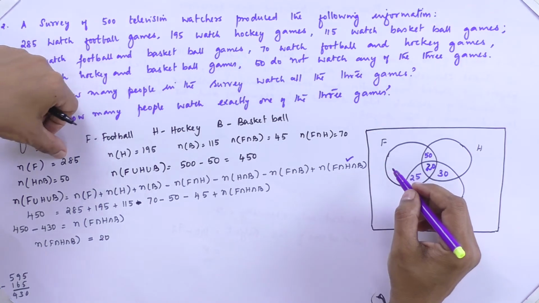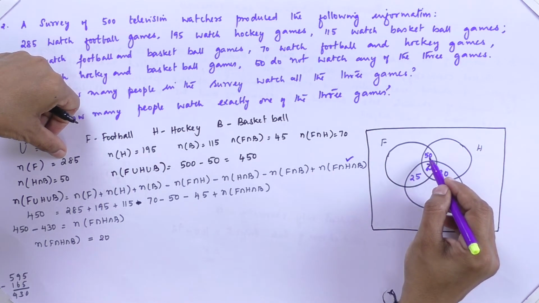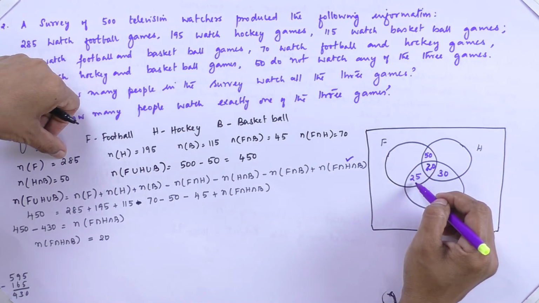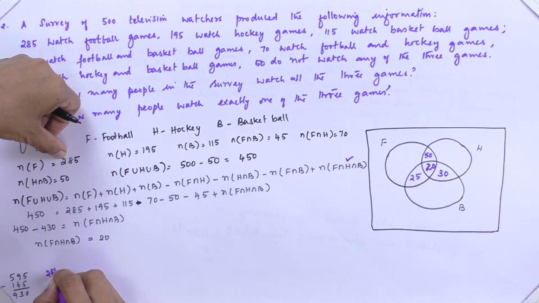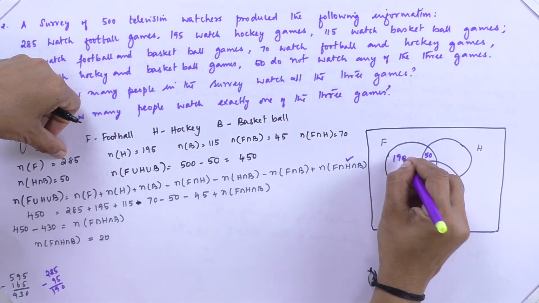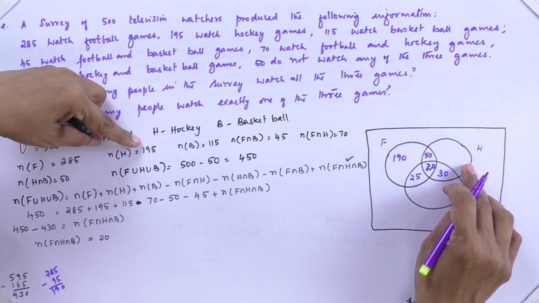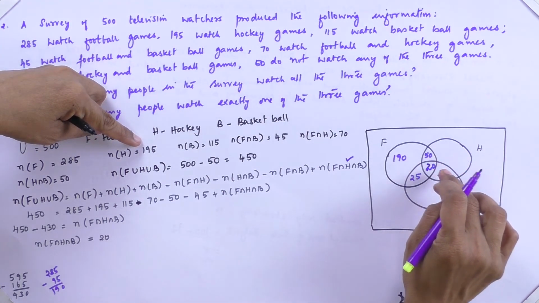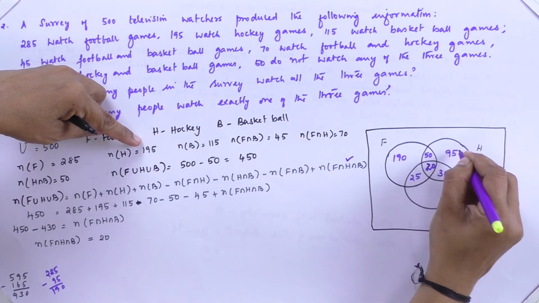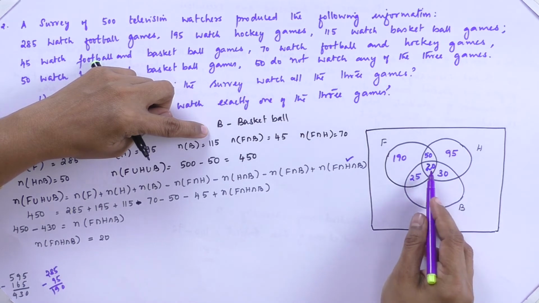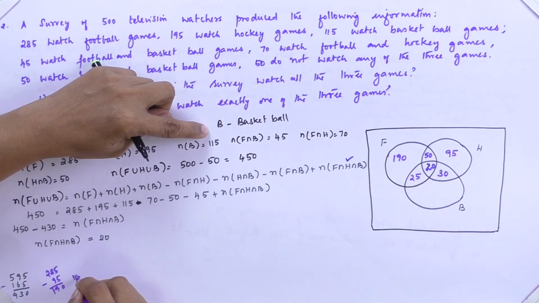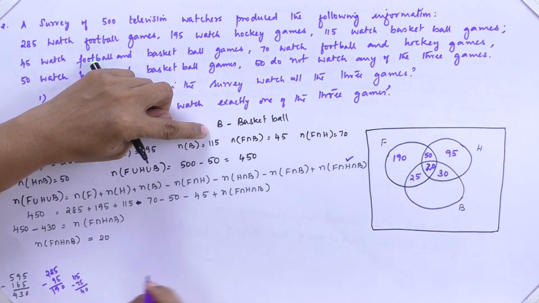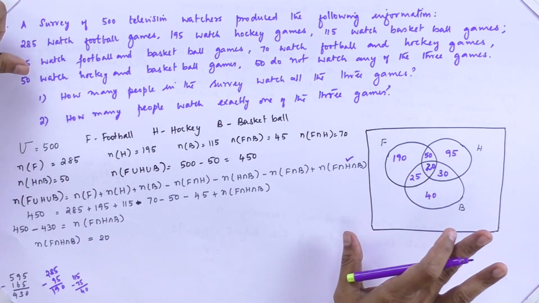And now N of F is 285. We have 70 plus 25 here, that is 95. 285 minus 95 is 190. So 190 will be this. Next is hockey. Hockey is a total of 195. Here I have 50 plus 50 is 100, so it will be 95. Then for basketball alone I have 50 plus 25 is 75, so 115 minus 75 is 40. So this will be 40. We have filled this Venn diagram.